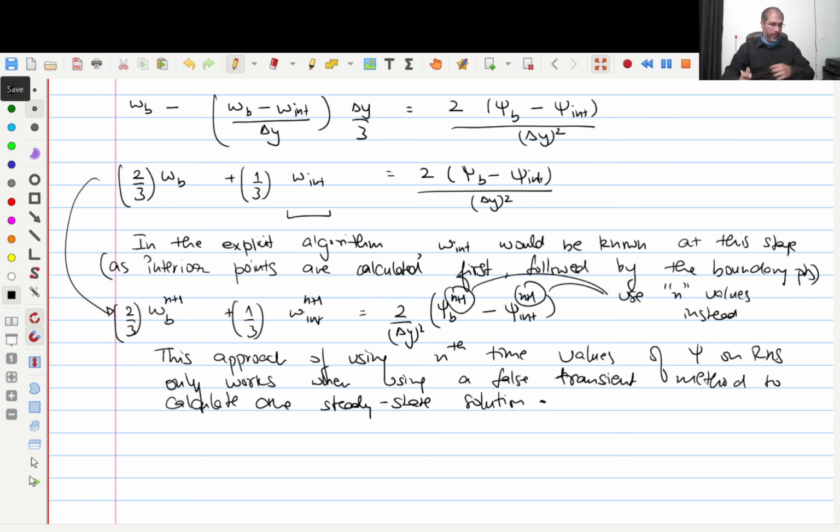Alright, so the next boundary condition we'll talk about is the boundary condition for the stream function psi. So let's cover the wall boundary conditions first.